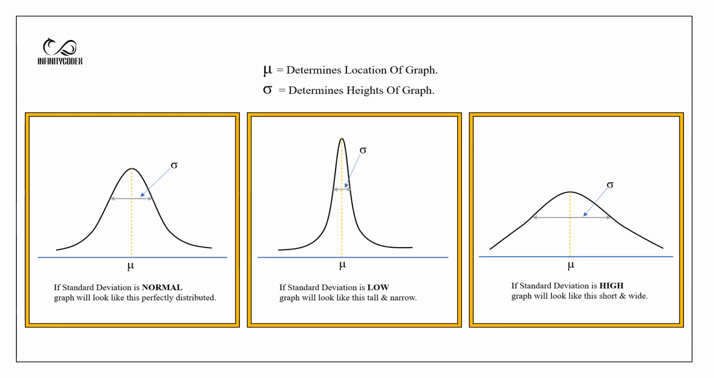Now you will ask, what is the use of the parameters of a distribution? Here, mu determines the location of our graph and standard deviation sigma determines the height of our graph. If standard deviation is normal, the graph will look something like this, perfectly distributed. If standard deviation is low, the graph will look something like this, tall and narrow. If standard deviation is high, then the graph will look something like this, short and wide.